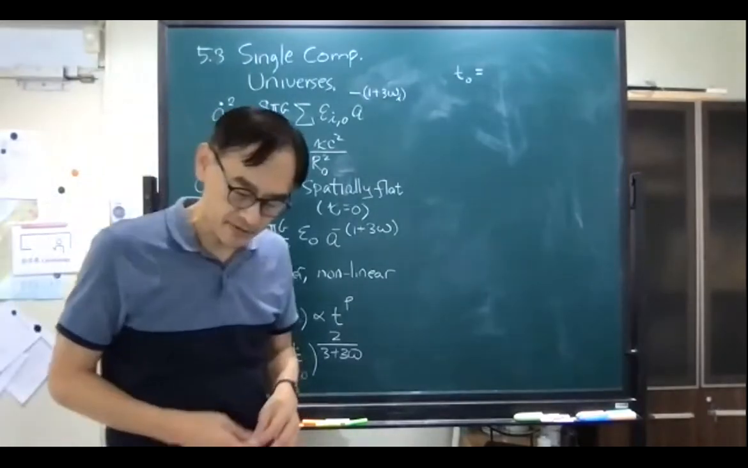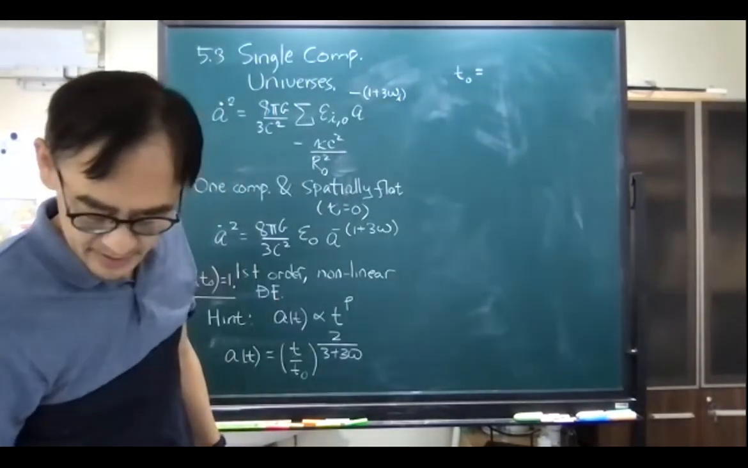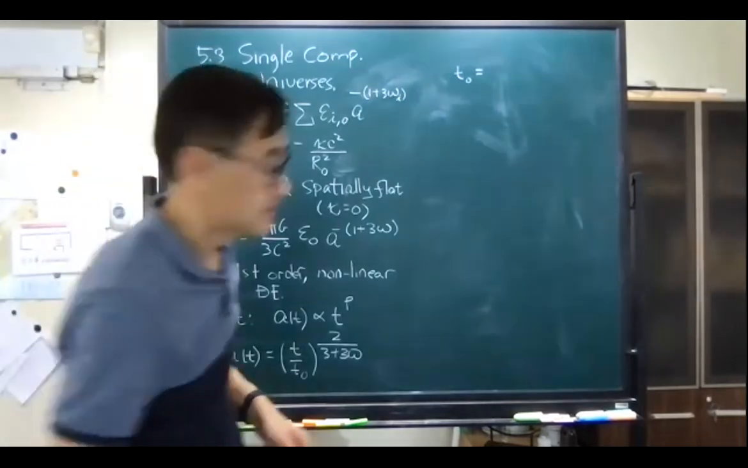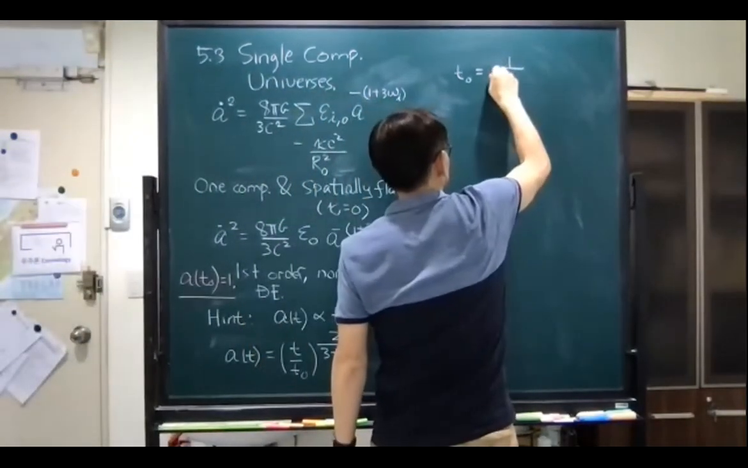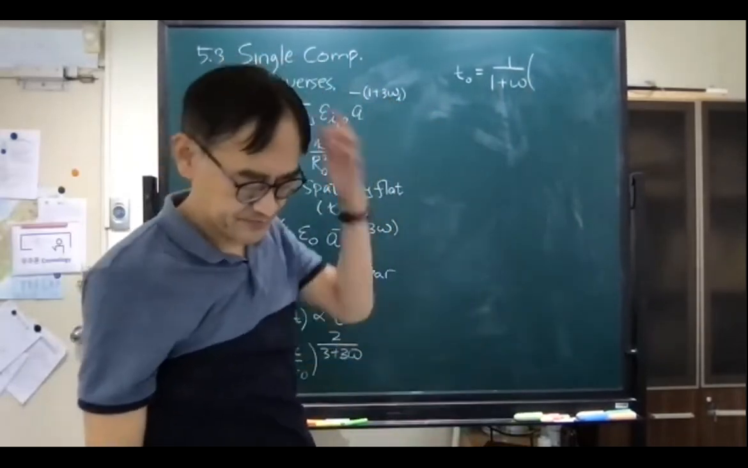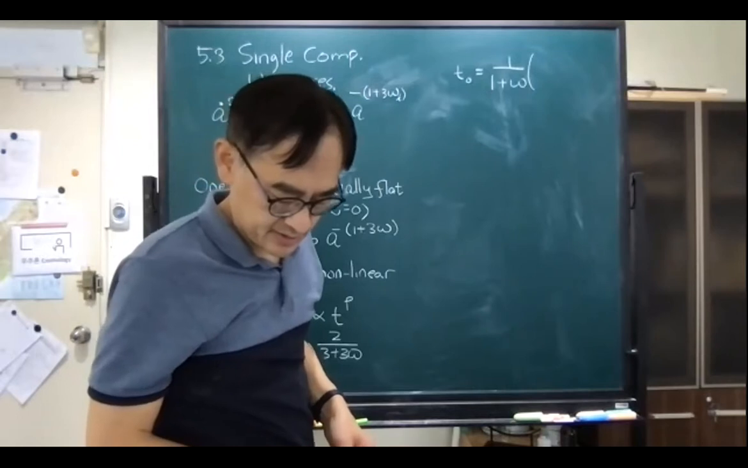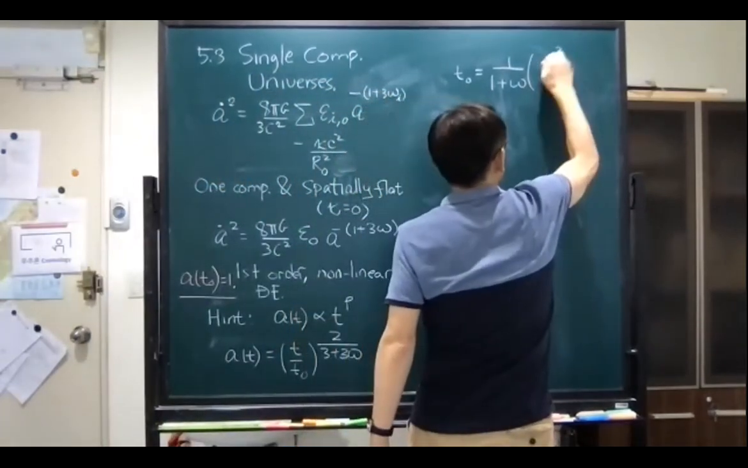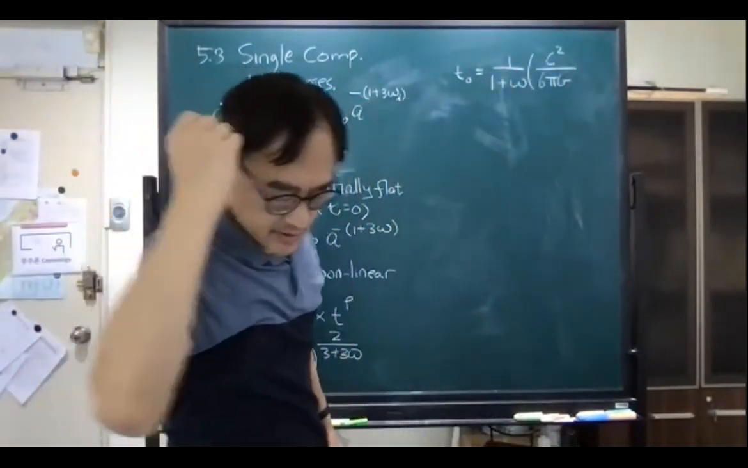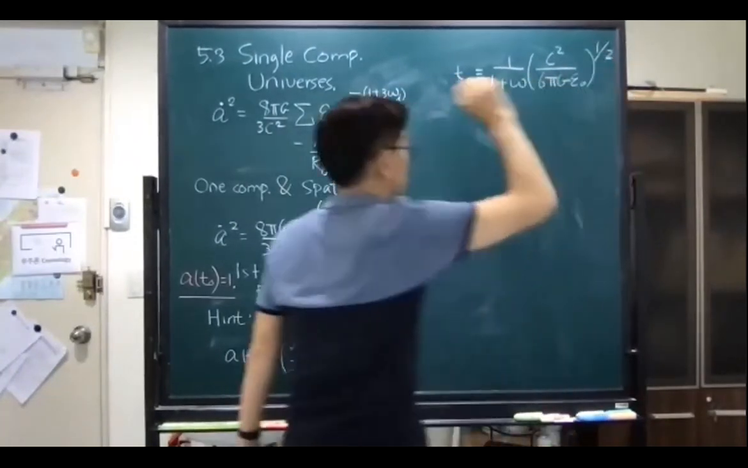All right, so using that boundary condition, you can also get the t0. And that's your second homework to be done. That's 1 over 1 plus omega, or w, the density equation of state parameter, c square over 6 pi G epsilon 0, to the 1/2 should be the answer.